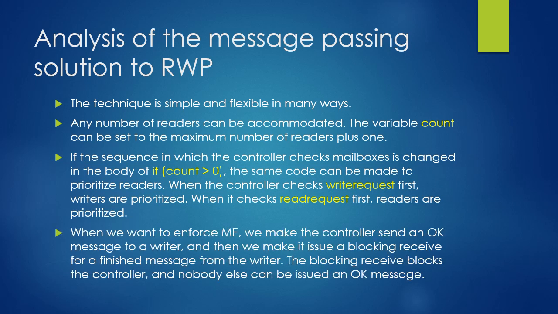When we want to enforce mutual exclusion, we make the controller send an OK message to a writer, and then we make it issue a blocking receive for a finished message from the writer. The blocking receive blocks the controller and nobody else can be issued an OK message. This is such a simple technique to enforce mutual exclusion. Block the person who would grant access.